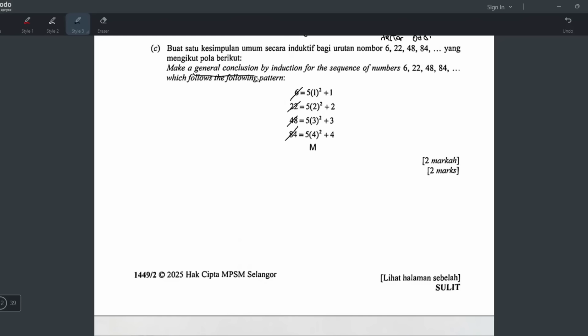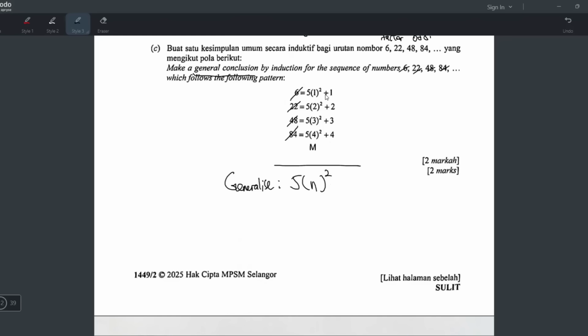So when you make a conclusion, it means you are trying to make a formula. You are trying to generalize, and you're trying to make a formula from this sequence. You can see all these numbers, you have to take 5 times something square, 5 times something square, 5 times something square. So when you generalize, when you want to get the formula, it will be 5 times bracket square also. But the number inside the bracket changes from 1 to 2 to 3 to 4. So 1, 2, 3, 4, that one you can write n.